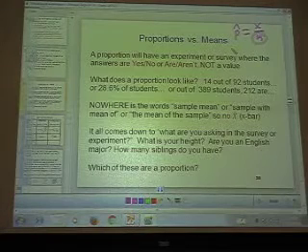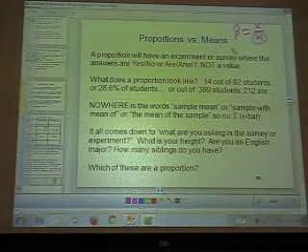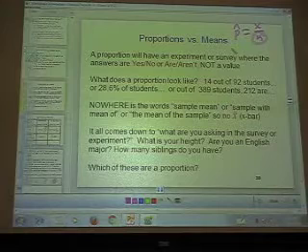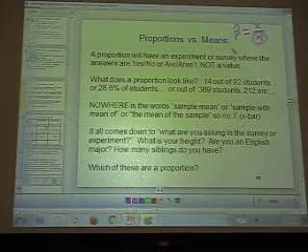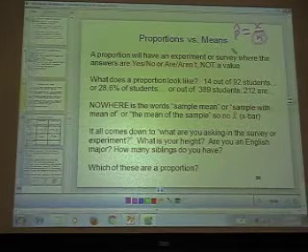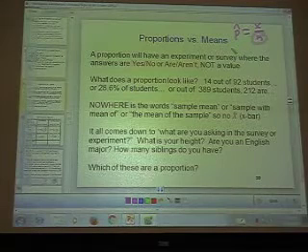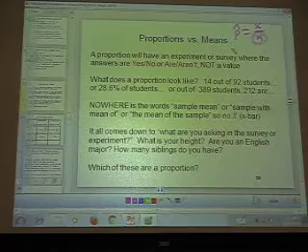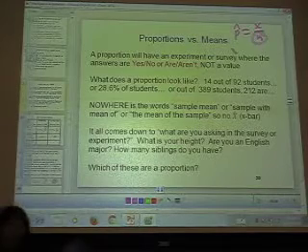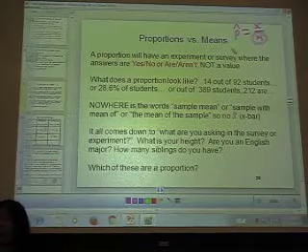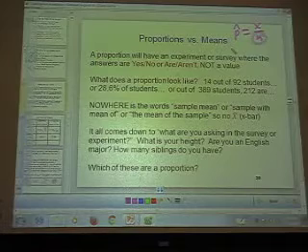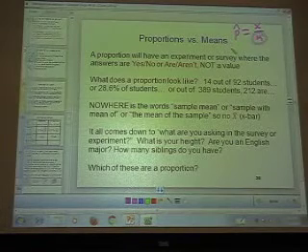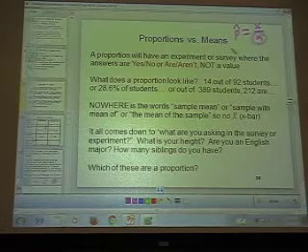Great. So, who was it? I'll have to keep reading. Nowhere are the words sample mean, or sample with mean of, or the mean of the samples, so no x bar. Or an x bar in disguise, which is a list of numbers and you have to figure out what x bar is. Keep going. It all comes down to what are you asking in the survey or experiment? What is your height?